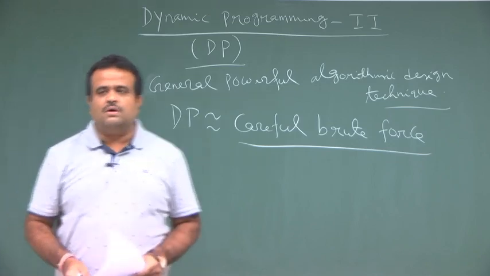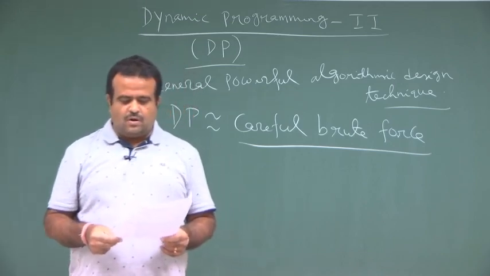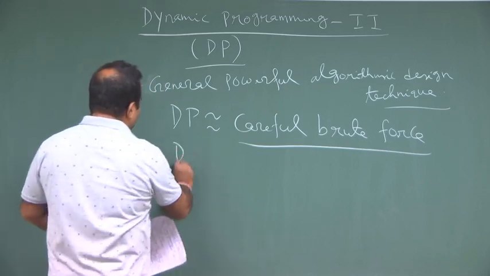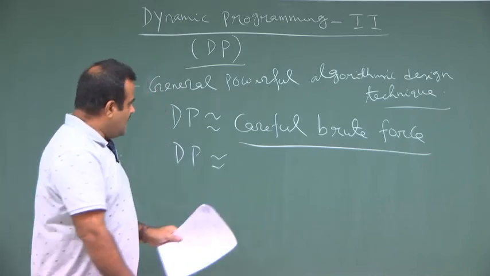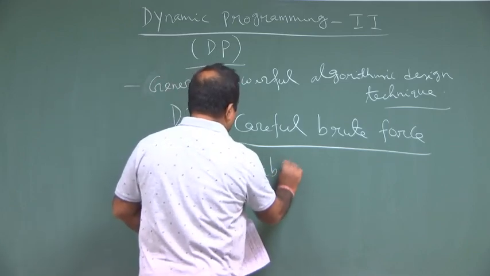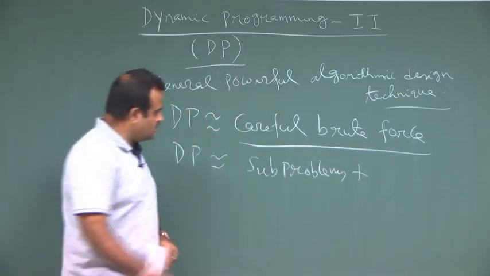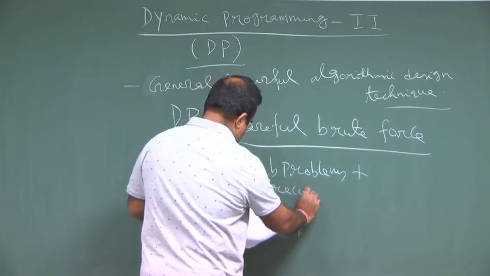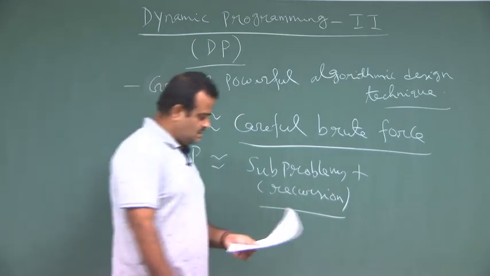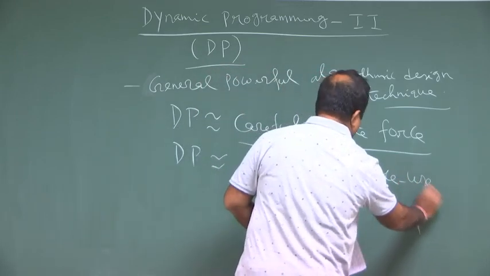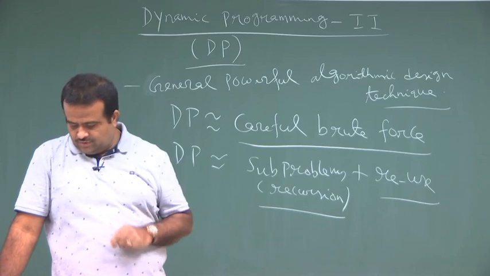It is especially good for optimization algorithms, like finding a shortest path. So dynamic programming is very useful for optimization problems. We have a problem, and we reduce it into subproblems recursively. Then we reuse the subproblems, we reuse the value in the whole problem. So this is the idea.